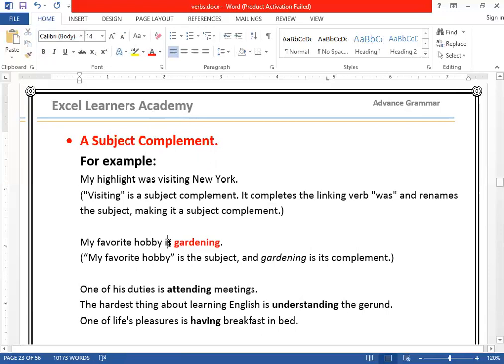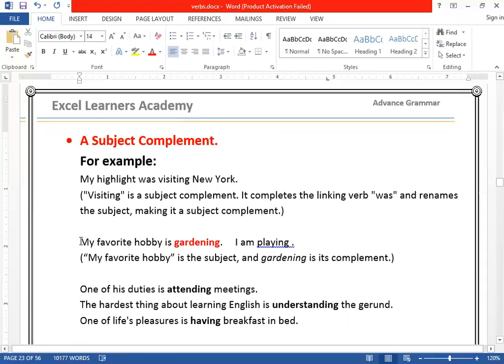Compare this with: I am playing. It's a present continuous tense. It shows an action. Look at I am playing. The subject is I. Now look at: My favorite hobby is what? My favorite hobby is gardening.